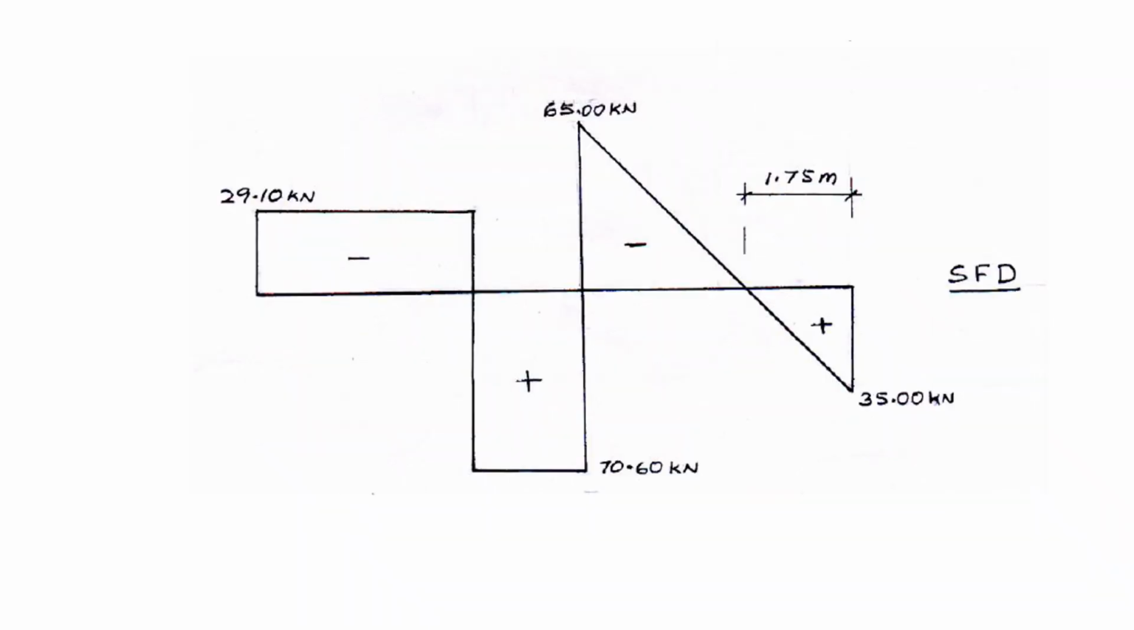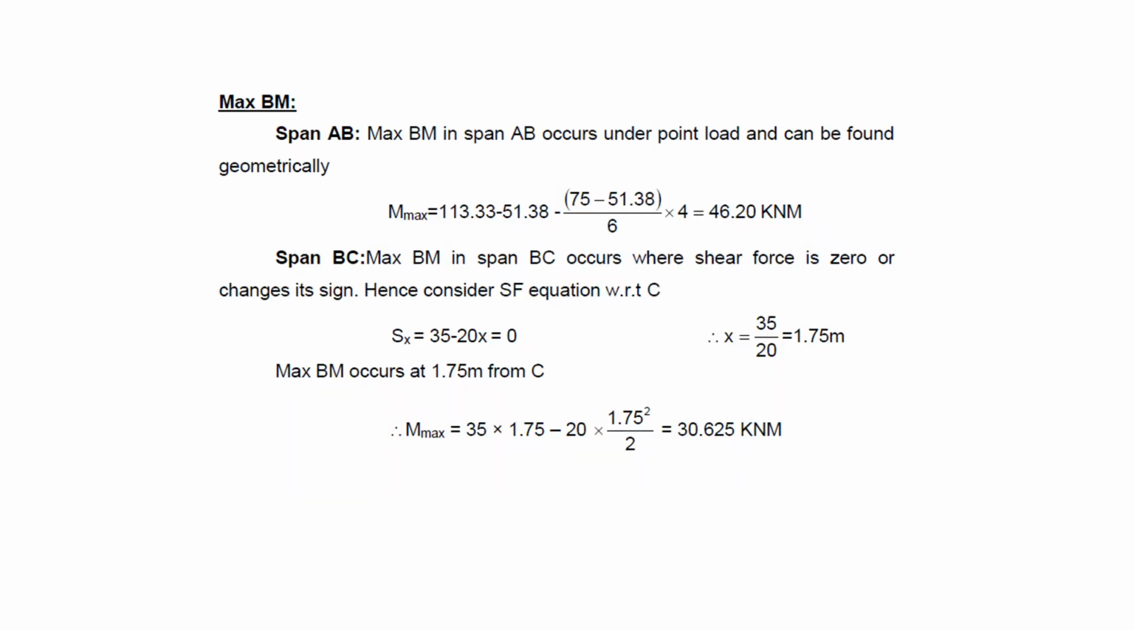Similarly, with the reactions obtained from the static equilibrium conditions, we can plot the shear force diagrams. And this is the maximum bending moment. Since bending moment values are to be estimated at the salient points, we have calculated the bending moment Mmax, that is going to be 46.2, and in span BC also we calculated the maximum bending moment as 30.62 kilonewton meter.